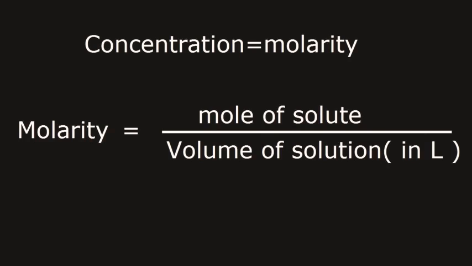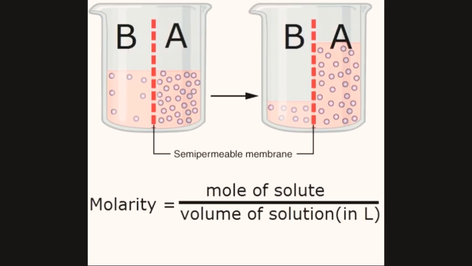For convenience, let concentration in this case be molarity. So suppose if the number of moles of solute in A increases, then the solvent from B must move toward A to increase the volume of solution at A, maintaining the concentration of each side to be equal.